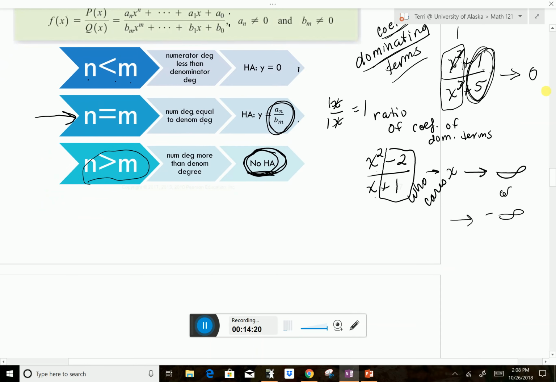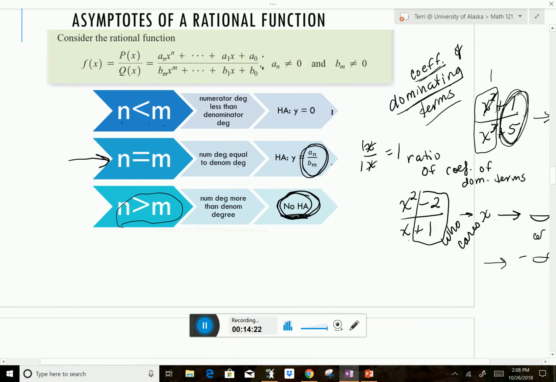Remember, these are the degrees. Here the degree of the top is more than the degree of the bottom. This is where the degrees are equal. And this is where the degree of the top is less than the degree of the bottom.